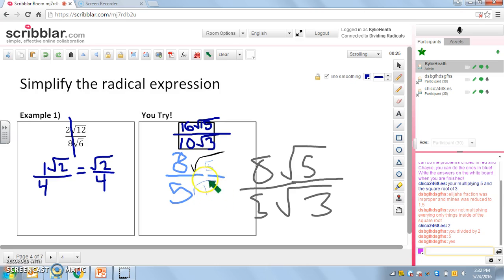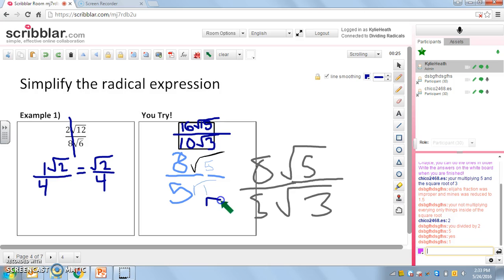And this square root of 1, if you take the square root of 1, in your chat box, can you guys answer what is the square root of 1? 1, very good, Chase. So the square root of 1 is 1, and if you multiply 1 times 5, that just keeps this denominator as being a 5. So you actually do not need this square root of 1 right here. It's not necessary. Excellent job with that.